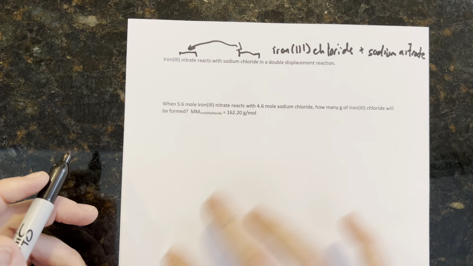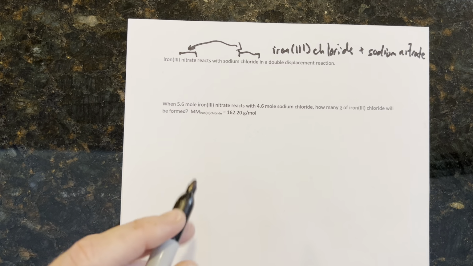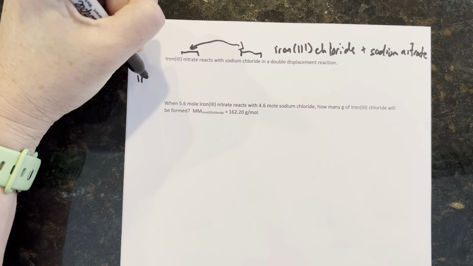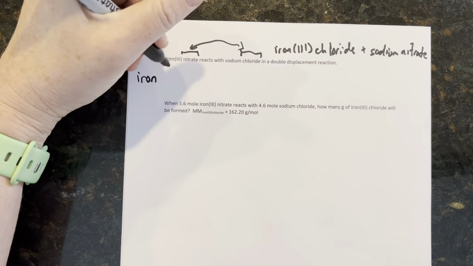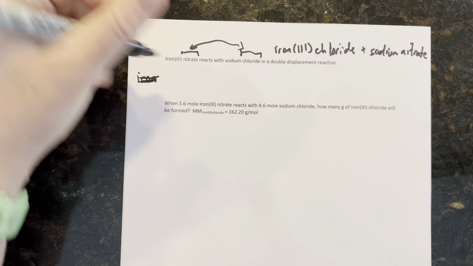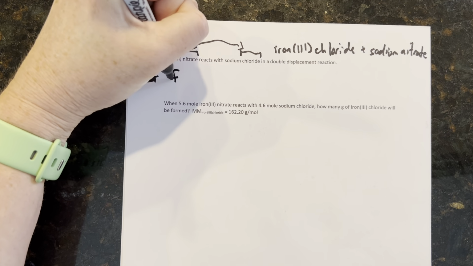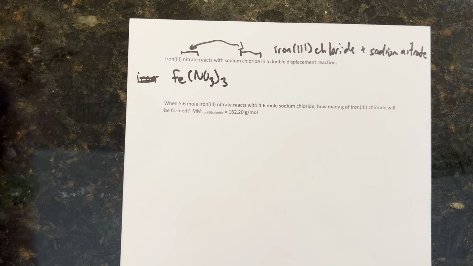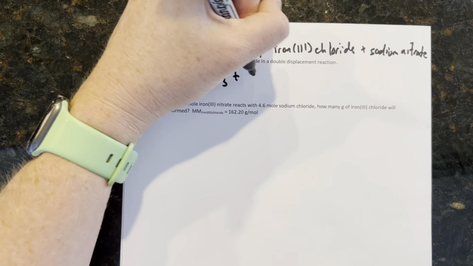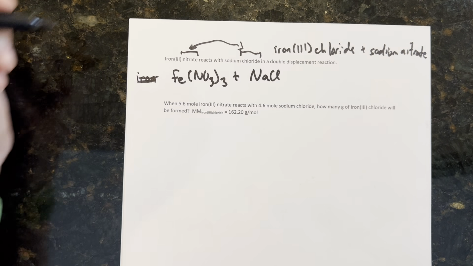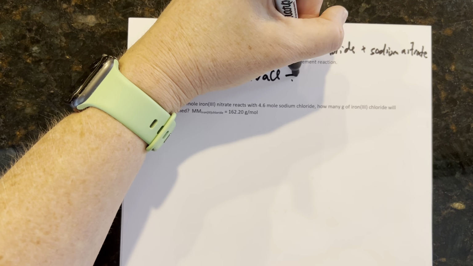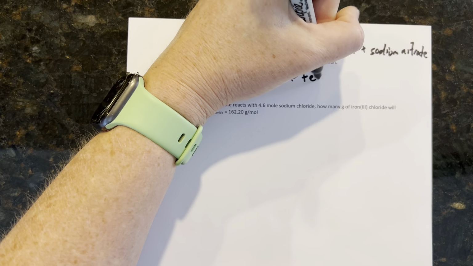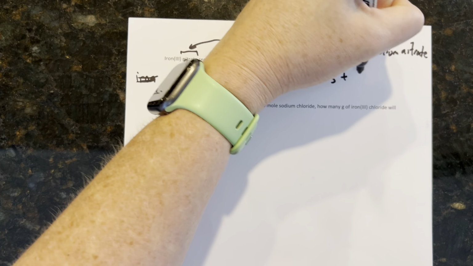I would pause it and test yourself if you've got the nomenclature down, because if you don't, nomenclature is almost more important than learning how to balance this reaction. Okay, so iron 3 nitrate would be Fe(NO3)3 plus NaCl, and it's yielding iron 3 chloride and sodium nitrate.